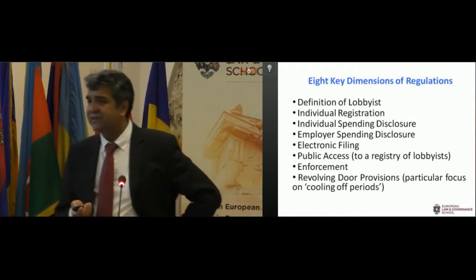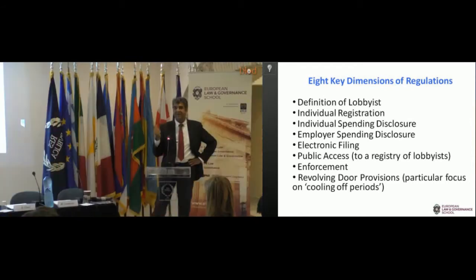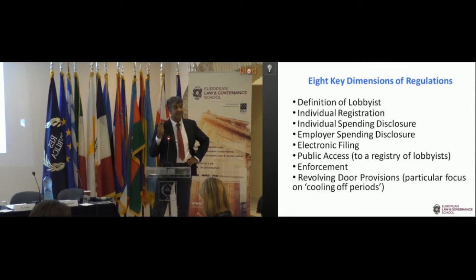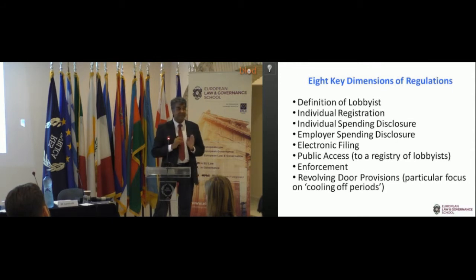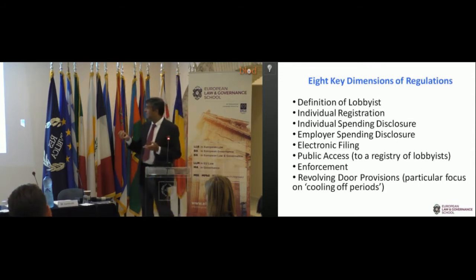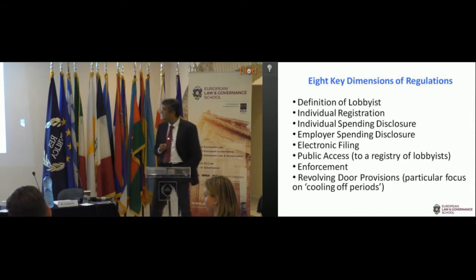Second dimension, registration. Well, how much detail does each lobbyist have to give when they register? Do they just have to put their name and phone number, or do they have to give information with regard to specific bills they want to influence, specific ministries or departments they want to influence, specific ministers, civil servants. The more information they have to give, the more robust is the legislation. Okay? Employer spending, individual spending disclosures, there's a lot of information that has to be given with regard to how much is spent.